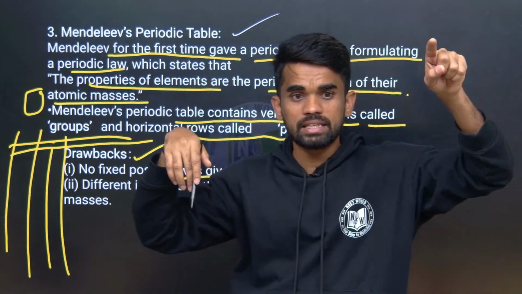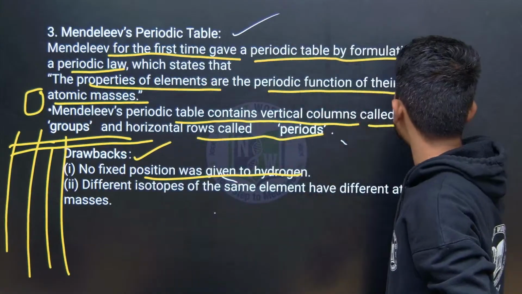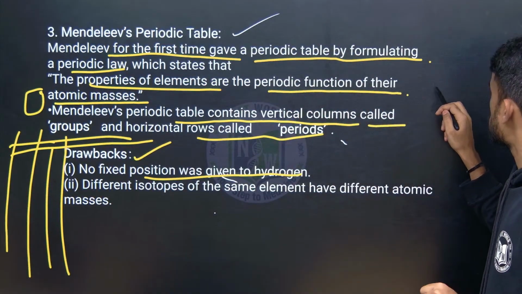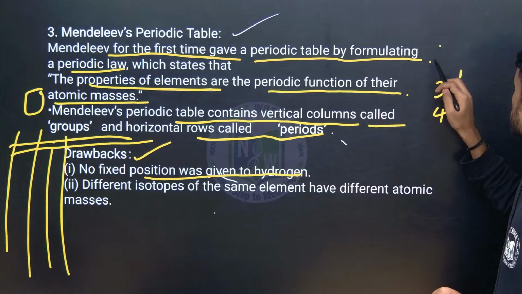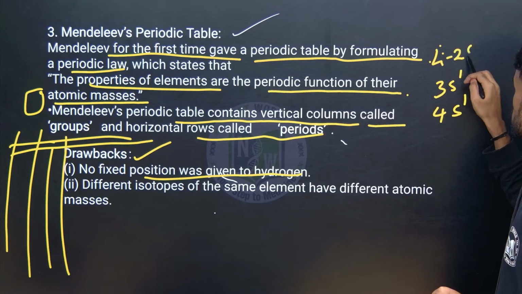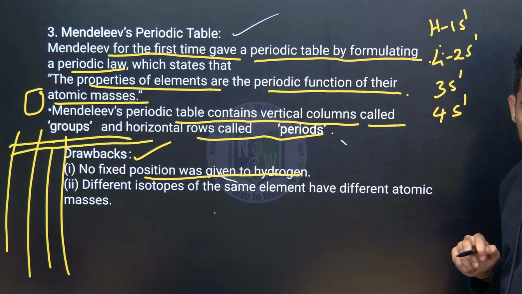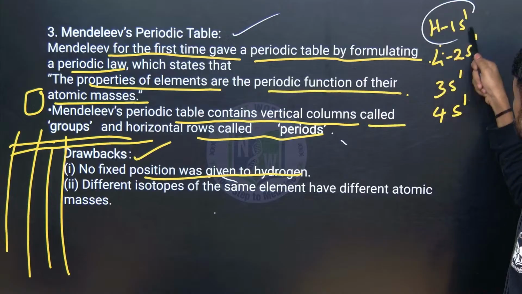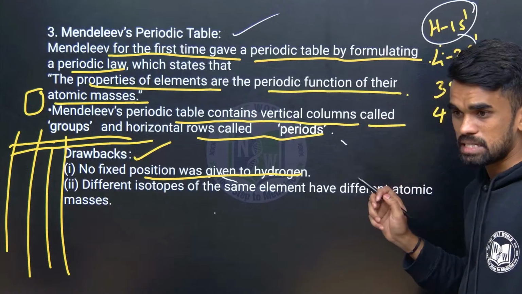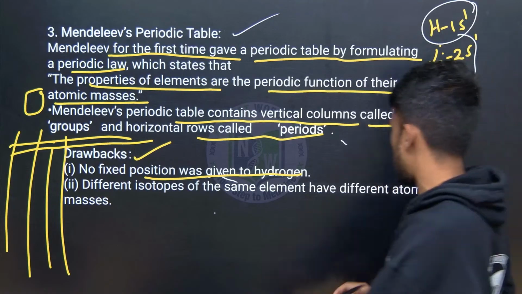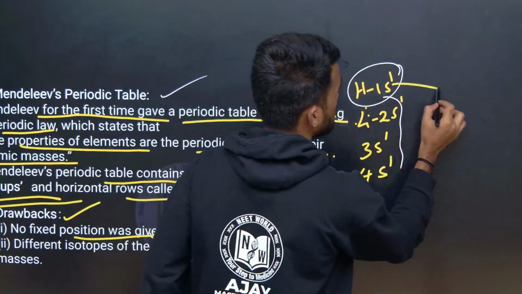Alkali metals means lithium, sodium, potassium. Why? What is the general electronic configuration we write for first group elements? Sodium 3s1 valency, potassium 4s1, lithium 2s1, and for hydrogen we write 1s1. Yes or no? So if you see the configuration, it has similarities. Now, if we fill one electron in hydrogen, it will get the noble gas configuration, that is the helium configuration.